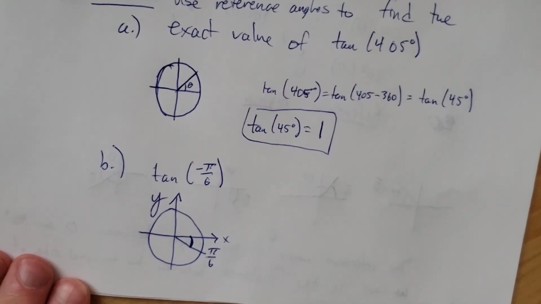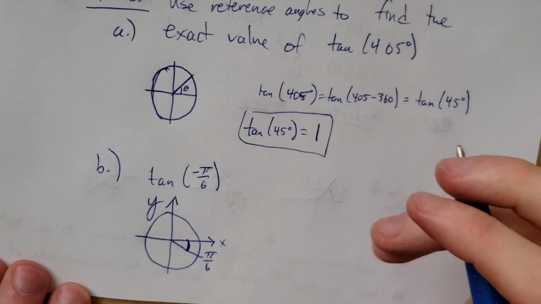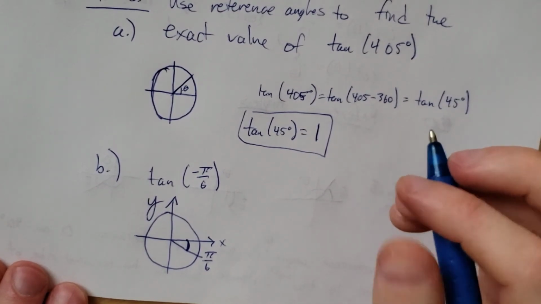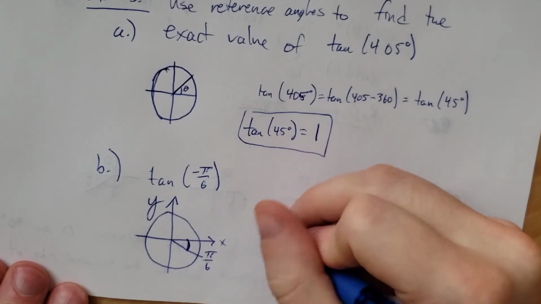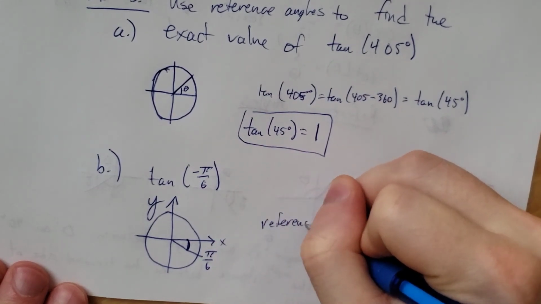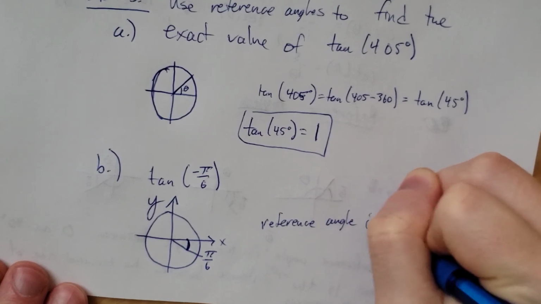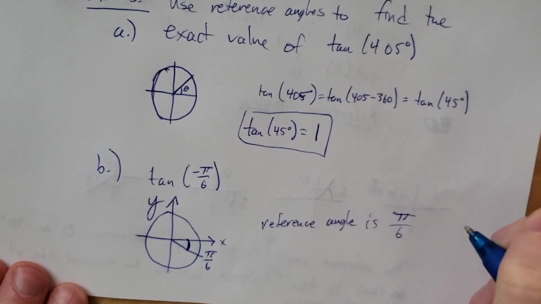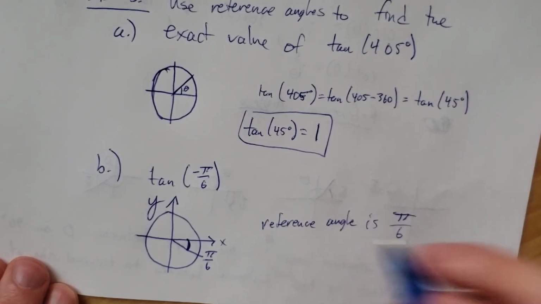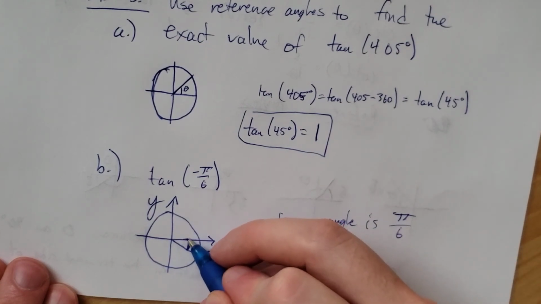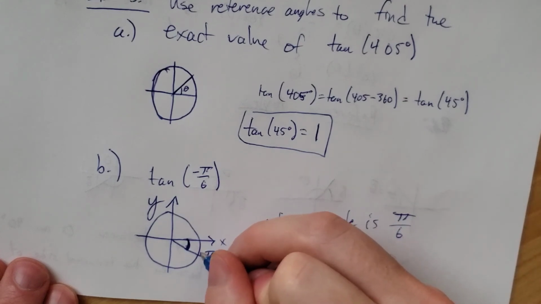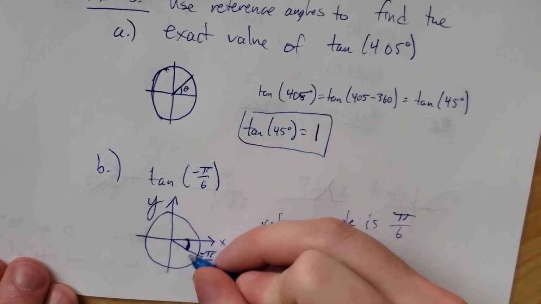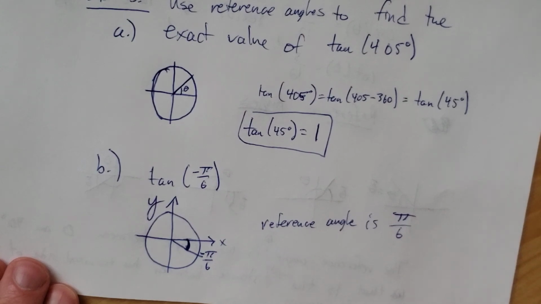And then what is our reference angle? Well, our reference angle is pi over 6, because that's the distance between the x-axis here and this angle. Sorry, that actual angle is negative pi over 6. The angular distance between the two is positive pi over 6. So reference angle is pi over 6.